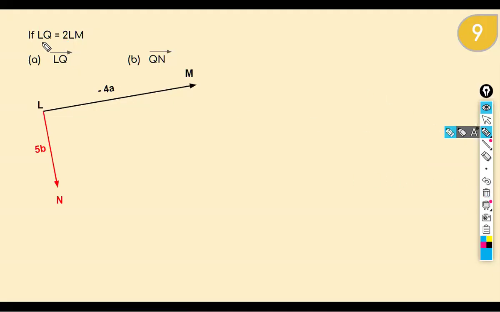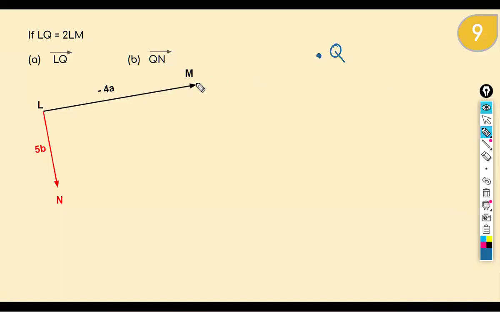They are saying that LQ is LM multiplied by 2. So in other words, to get LQ, you have to take LM and multiply it by 2. In other words, LQ is twice the value of LM. Let me draw it in for those who are still a little bit confused. You know where Q will be? Q will be here.